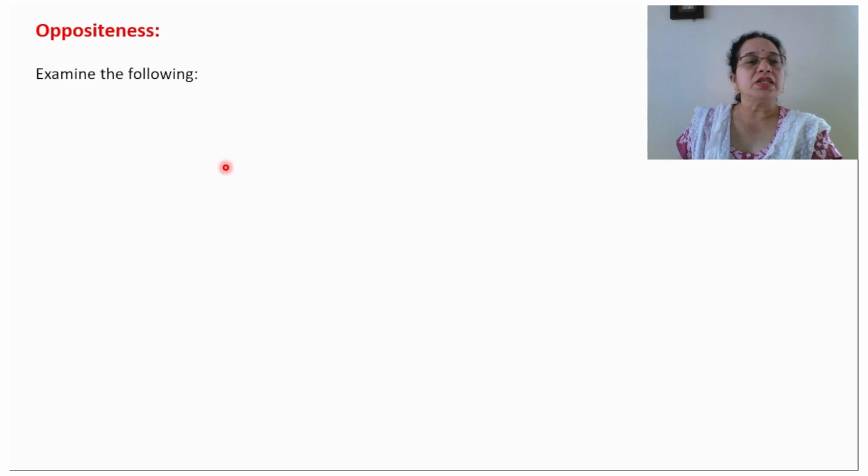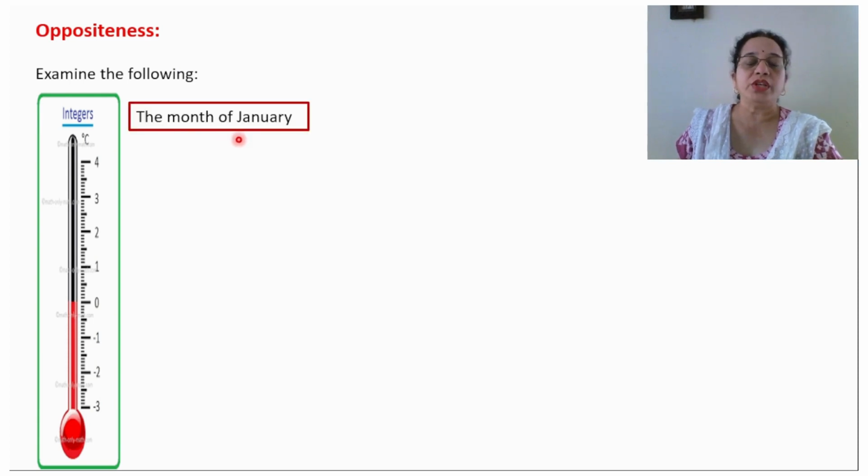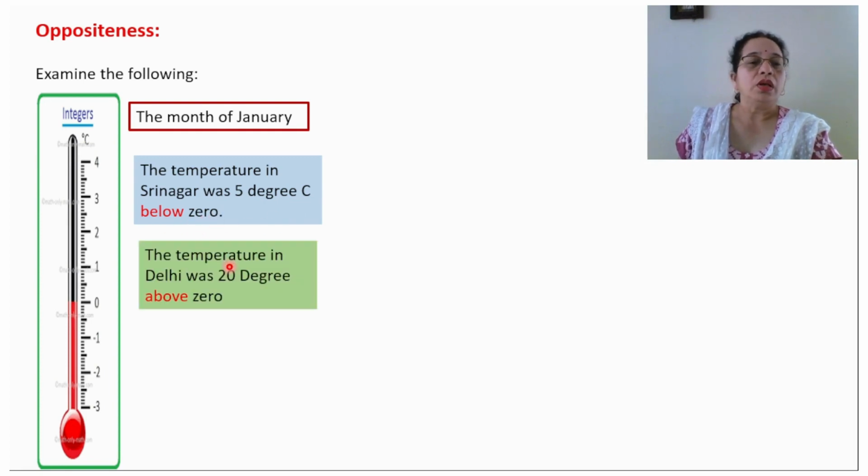Now the next topic is oppositeness. Just take a few examples. What is this? This is a thermometer. Here you can see 0, you can see the positive numbers, you can see the negative numbers. So the question arises, where can you observe integers? We can observe these integers on a thermometer. So here you can take one example. I am taking the example for the month of January. January, you must have heard the word. The temperature in Srinagar was 5 degrees centigrade below 0, or the temperature in Delhi was 20 degrees above 0.